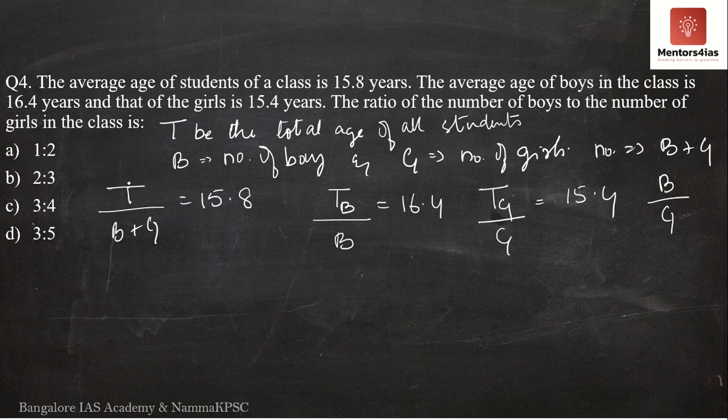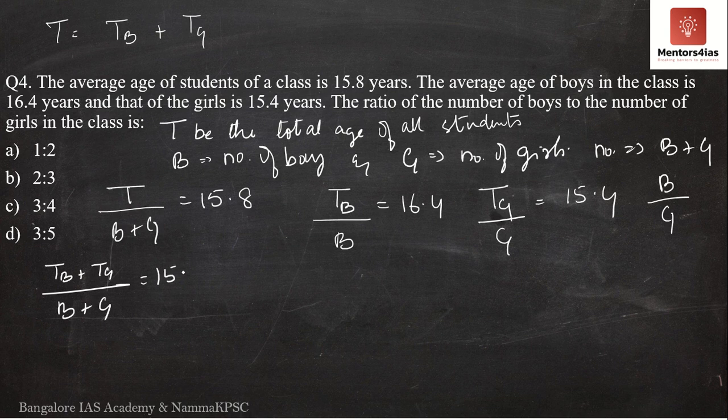Now, looking at these three relations, what is T? T is the sum of ages of all students, meaning it is the sum of the ages of all the boys and all the girls. The sum of the ages of all the boys is TB, and the sum of the ages of all the girls is TG. So in this relation, I am going to write T as TB plus TG divided by B plus G is equal to 15.8. Now I will substitute TB and TG.